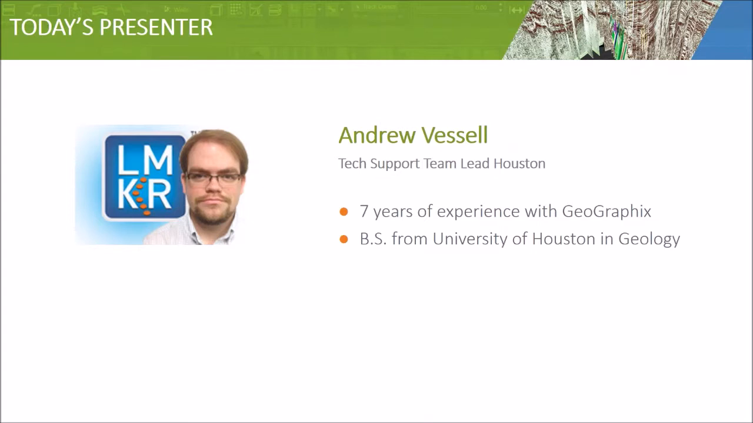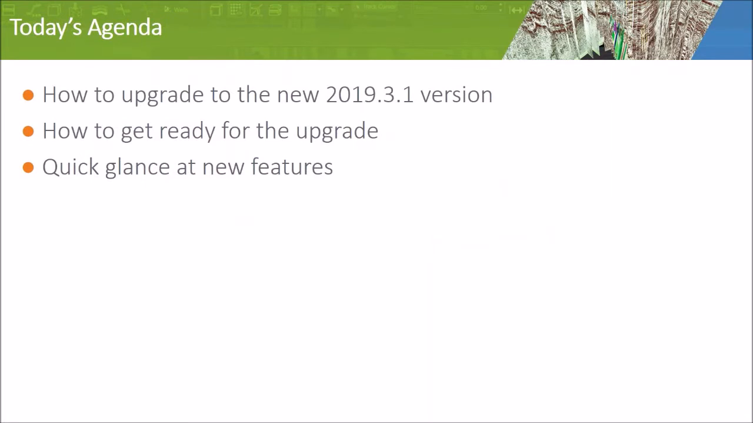Some of you may be familiar with how to run through this, and some of you may not. So we want to go through the various steps of where to go to get the download, how to do the installation itself, and what all needs to be prepped and ready to go before you begin that installation process. So we're going to look at what goes into that, how to upgrade to the new version, how to get ready for that upgrade, and then a quick glance at a couple of those new features that are involved in it.